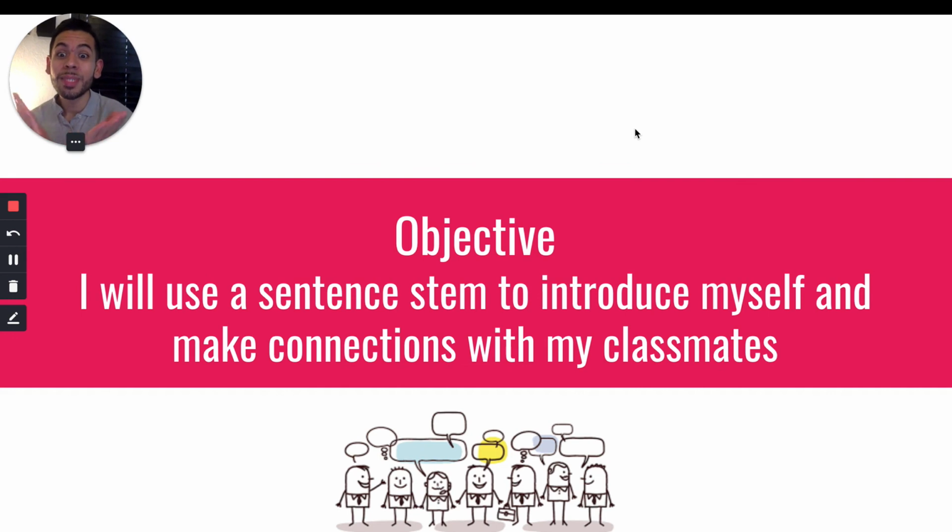All right, guys, so today's objective is I will use a sentence stem to introduce myself and make connections with my classmates. All right, so I just read you the objective. Now I want you to read it with me, okay? Zakai, you listening? Okay, let's go. Say after me, okay? I will use a sentence stem to introduce myself and make connections with my classmates.